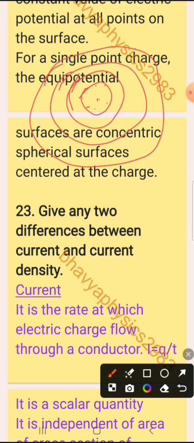For example, if this first one is having 10 volt, the second one is having 7 volt, the third one is having 4 volt, like that. Okay, so as we move away from the charge, potential decreases. It is inversely proportional to the distance, right? The given surface is having same potential.